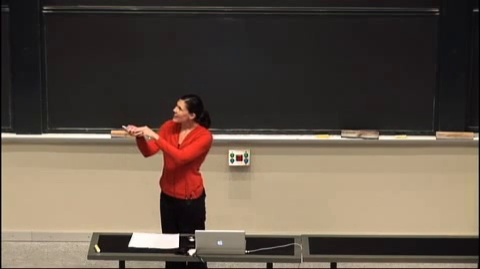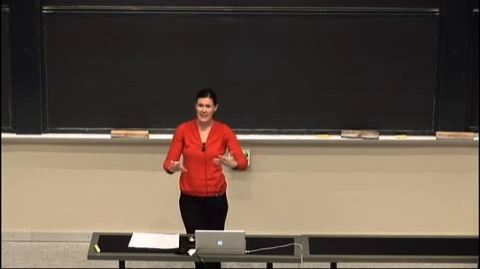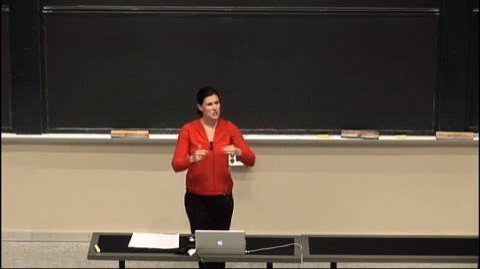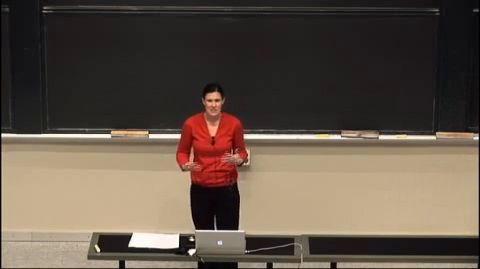It's also important to understand why we have these trends, not just to memorize the trend itself. So it turns out that the majority of you got the correct answer, which is aluminum. The reason it's aluminum is because aluminum has a lower Z effective, so it's not being pulled in as tightly by the nucleus, and if it's not being pulled in as tightly, you're going to have to put in less energy in order to ionize it, so that's why it's going to have the smaller ionization energy.